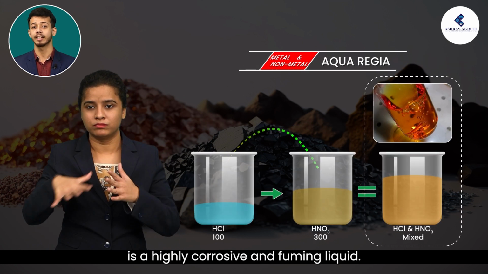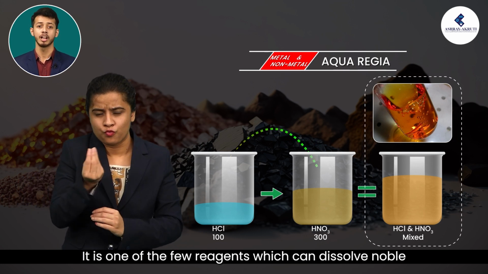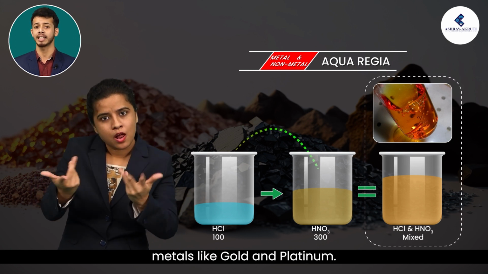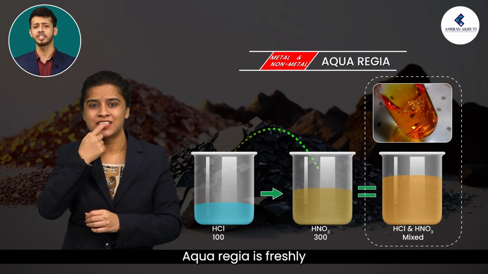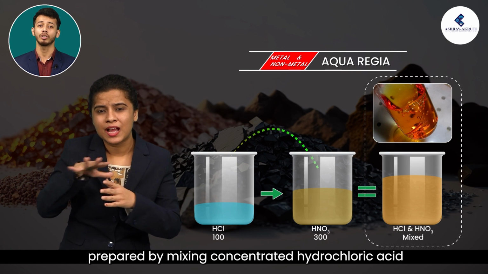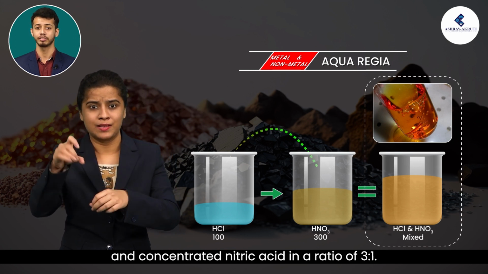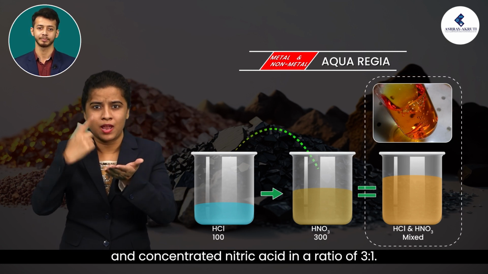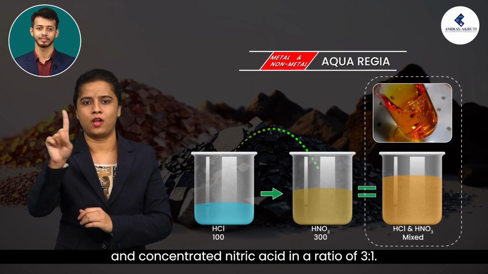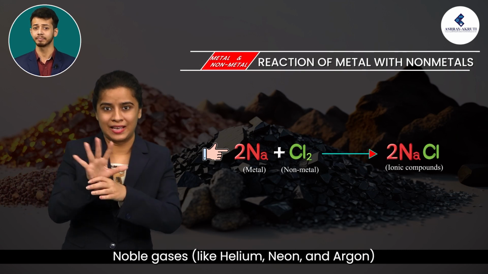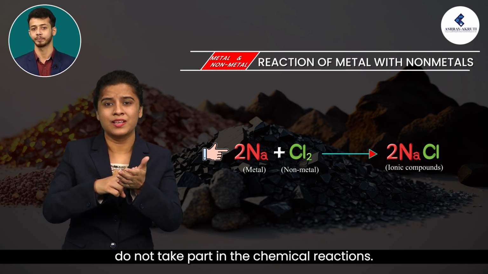Aqua regia is a highly corrosive and fuming liquid. It is one of the few reagents which can dissolve noble metals like gold and platinum. Aqua regia is freshly prepared by mixing concentrated hydrochloric acid and concentrated nitric acid in the ratio of 3:1. Noble gases like helium, neon and argon do not take part in the chemical reaction.